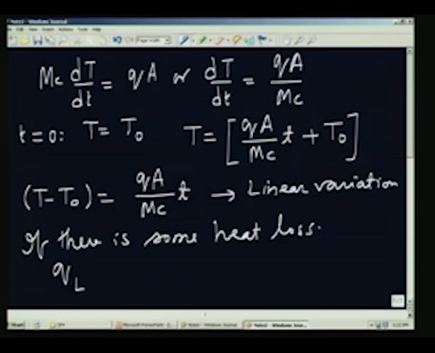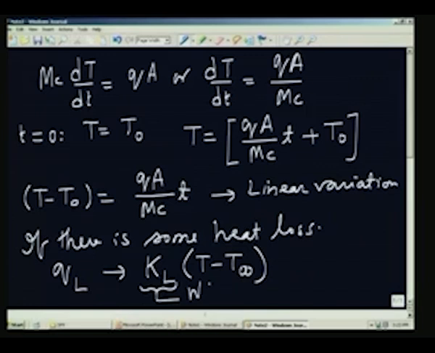we will say QL, heat loss, is proportional to some coefficient KL, which we call the loss coefficient, multiplied by T minus T infinity, where T infinity is a suitably chosen temperature, which of course we will see later. And this KL is actually in watts per degree Celsius. That means it is like the product of a heat transfer coefficient and the area. In this case, I am basing it on the area capital A.